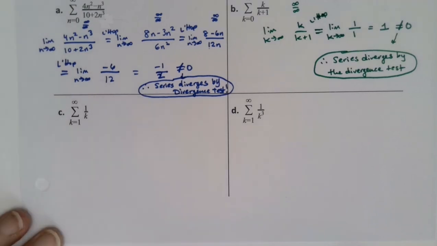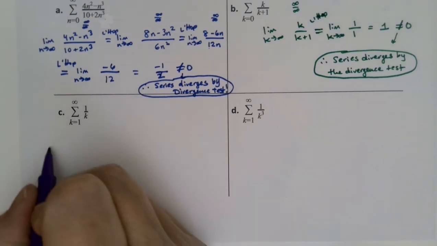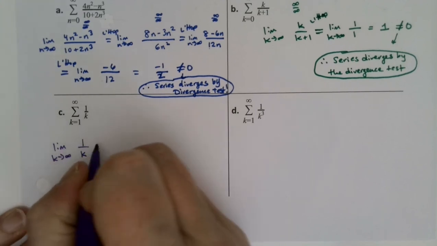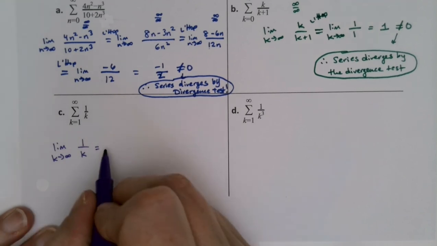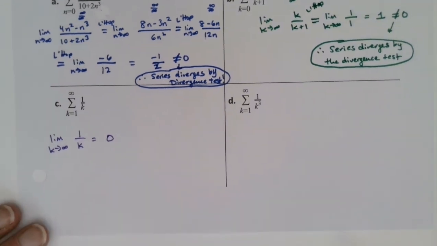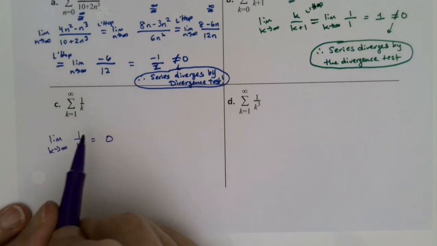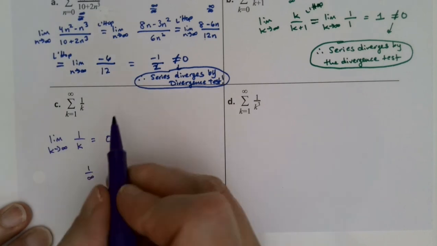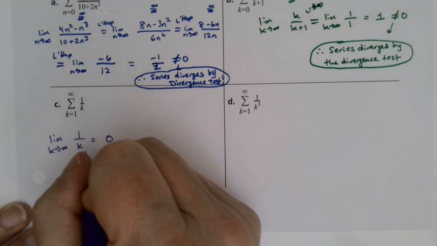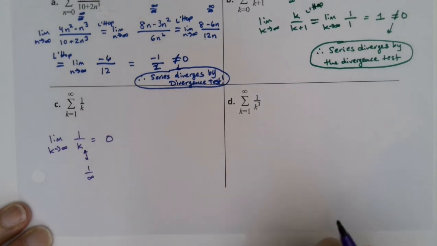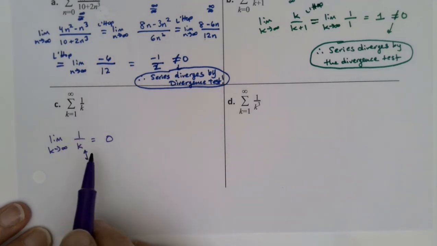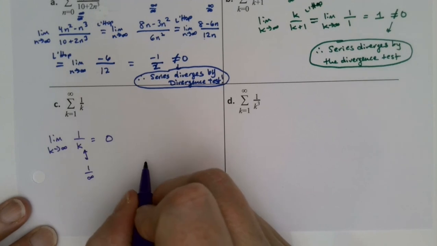Okay, now what about 1 over k? So the limit as k goes to infinity of 1 over k would be 1 over infinity, which is 0. We learned that back in chapter 2, heck, a long time ago in Calc 1, that the limit of 1 over infinity is 0, right? Okay, so that means it converges, right? Wrong. We don't know. This may converge, it may diverge. So the divergence test is inconclusive.